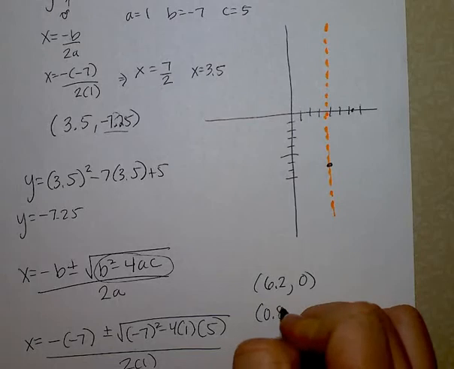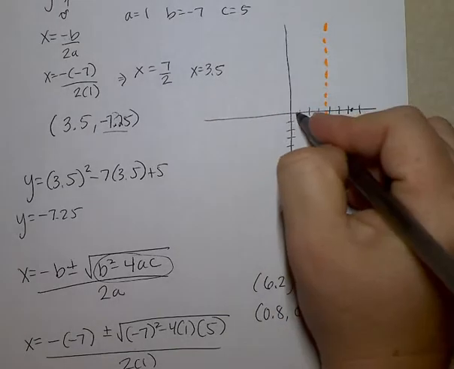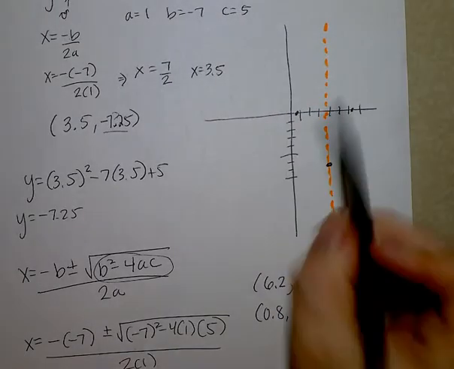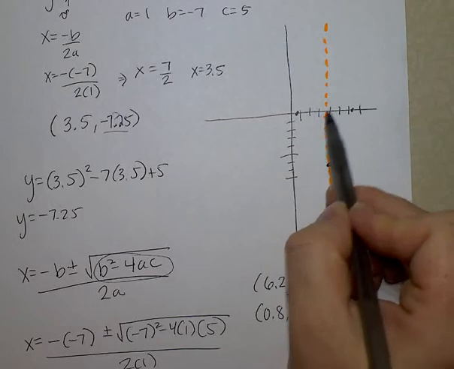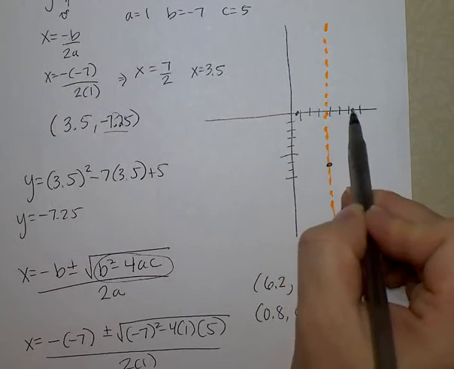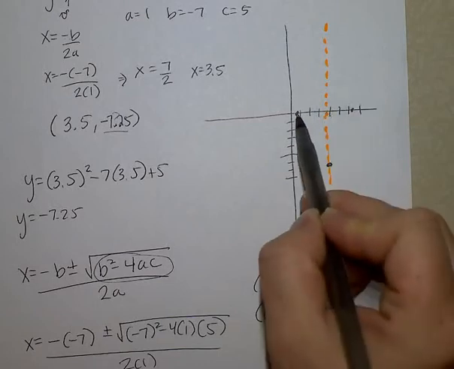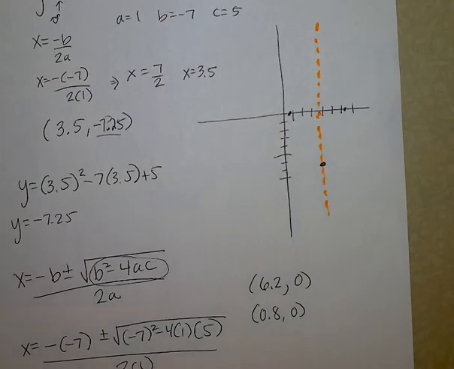0.8, comma 0. So here's 1, 0.8 is about here. I just want you to notice that from the axis of symmetry, because we know a parabola is symmetrical, it's the same distance to the right to this x-intercept as it is to the left to this x-intercept. Okay, we've done all of the hard work.